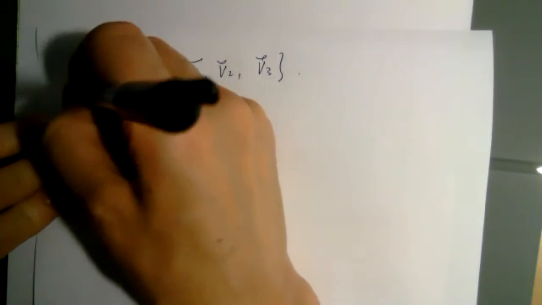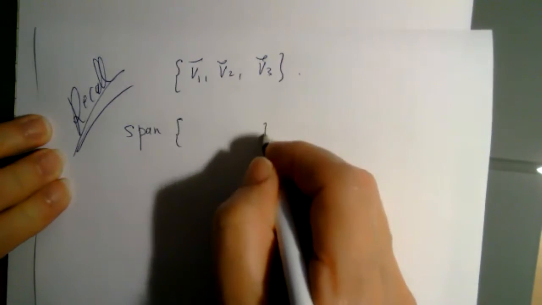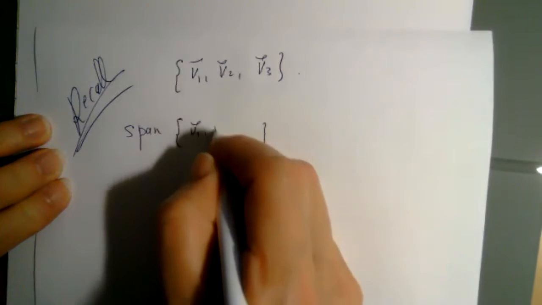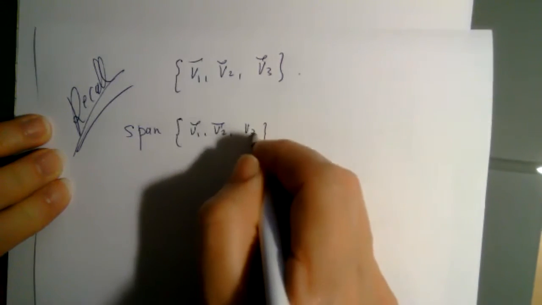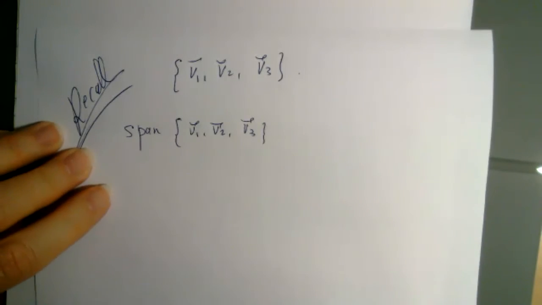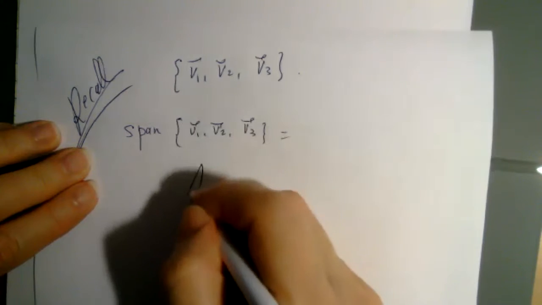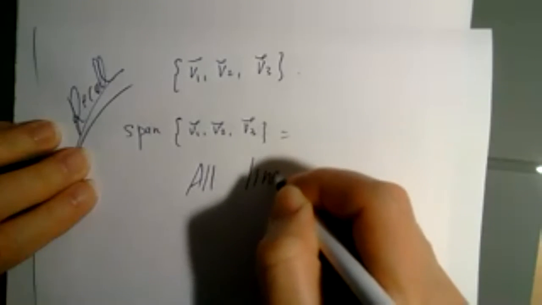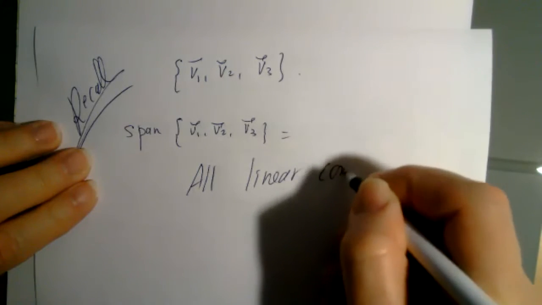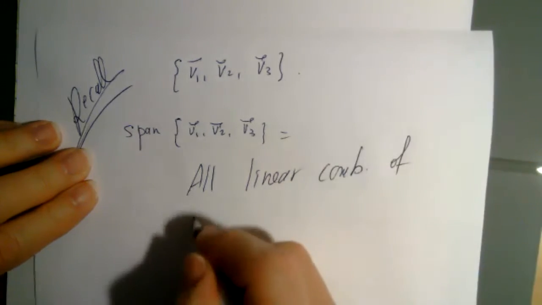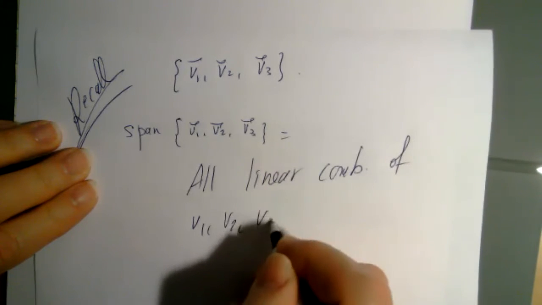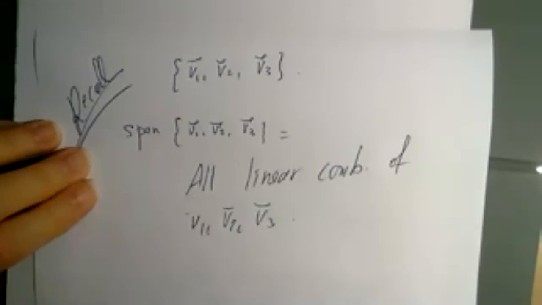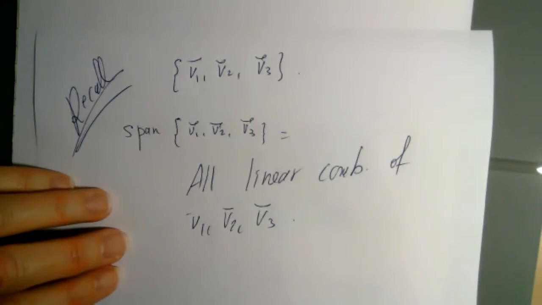Okay, before I move on, let us recall. What is the span of V1, V2, V3? Who can give me a definition? All linear combinations of those 3 vectors? Right. All linear combinations of V1, V2, V3. Crucial, we're gonna need this a lot in this particular section.